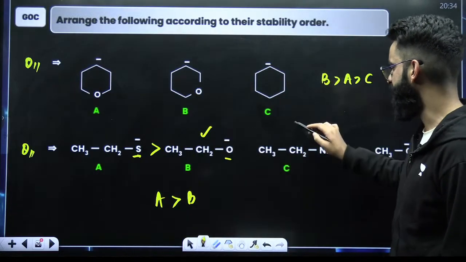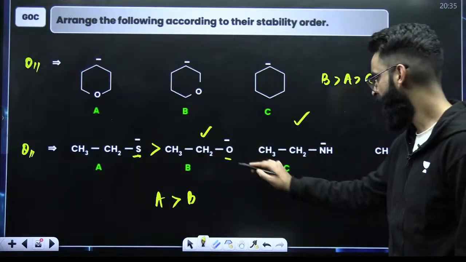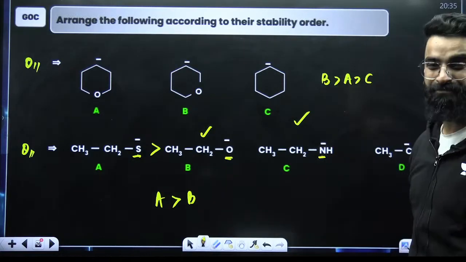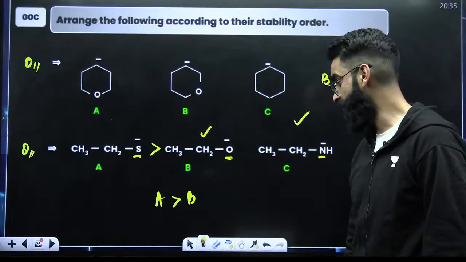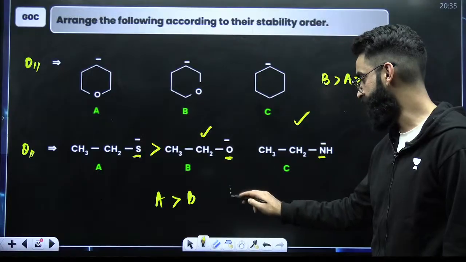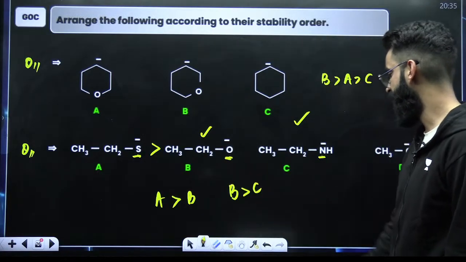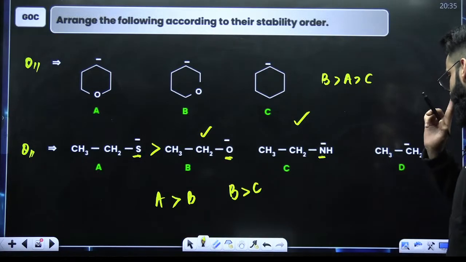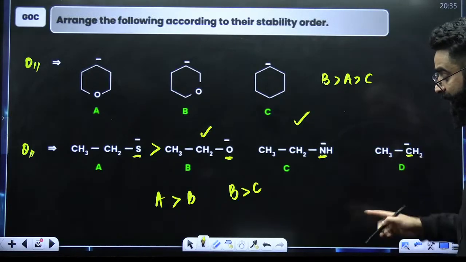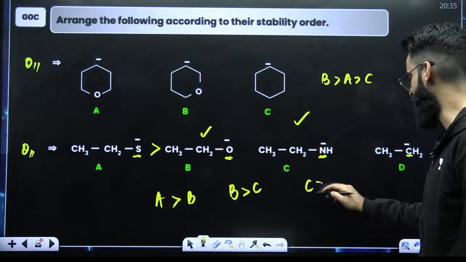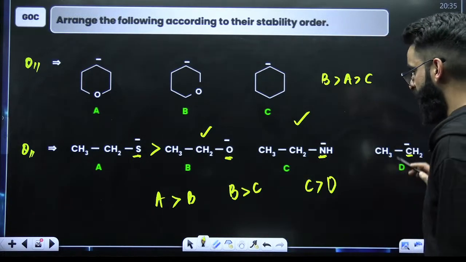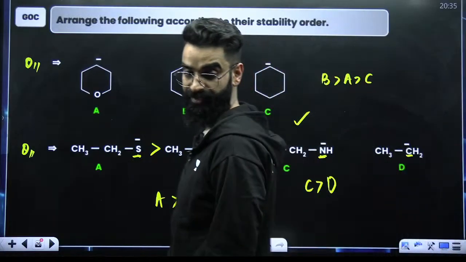Now among B and C, have a look. Oxygen carrying negative, nitrogen carrying negative. Oxygen, nitrogen, they belong to the same period. In the period, electronegativity plays a role. And you know, negative charge is more stable on the more electronegative atom. Oxygen is more electronegative, so B is going to be more stable than C, right? Similarly, among C and D, nitrogen carrying negative, carbon carrying negative. They belong to the same period. Again, electronegativity plays a role. So C is going to be more stable than D. So what is the order? Order is going to be A followed by B followed by C followed by D, right? That's going to be the order of stability here. A, B, C, D.